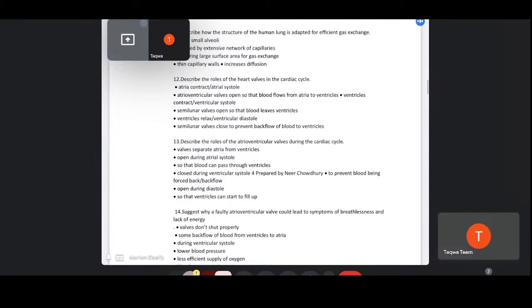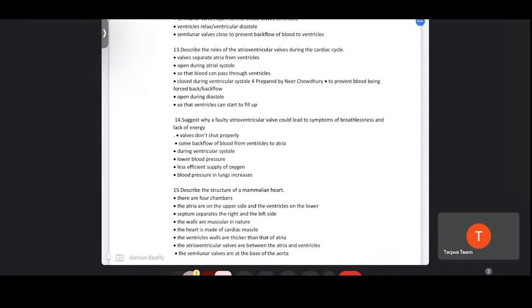Okay, second question. Describe the roles of the heart valves in the cardiac cycle. The atria contract, which is the atrial systole. The atrioventricular valves open so that blood flows from atria to ventricles. Ventricles contract so that the ventricular systole occurs. The semilunar valves open so that blood leaves the ventricles. The ventricles relax, the ventricular diastole. The semilunar valves close to prevent backflow of blood into the ventricles.